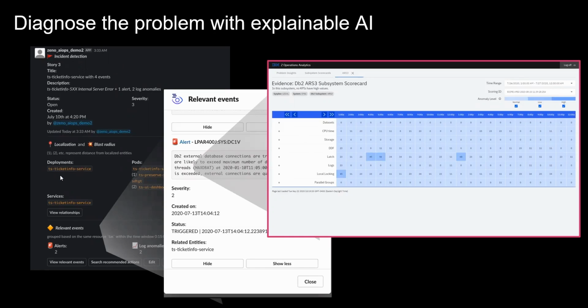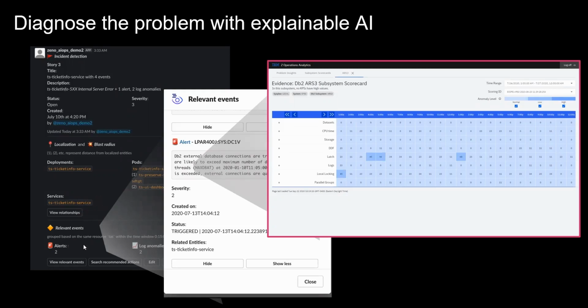We have a set of our ticketing service. We can see the blast radius. What the blast radius is doing is looking at the topology and seeing where we have events coming from, and looking at what other parts of our infrastructure might be impacted because of these events. We can see anything from tickets that might have come in.